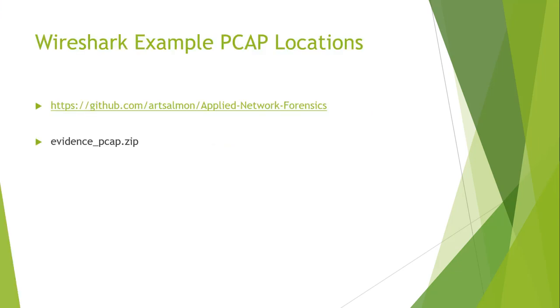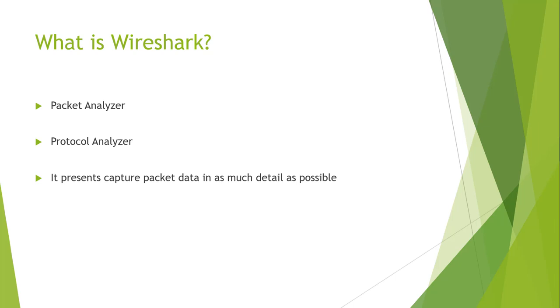So, first of all, where do we find our PCAP files? If you go to GitHub, type my name, we're pulling them out of the Applied Network Forensic repository. There is a file there called evidence_pcap.zip. That's where we're going to get all the key PCAPs that we use throughout this book. This chapter, we are specifically looking at evidence 01.pcap.